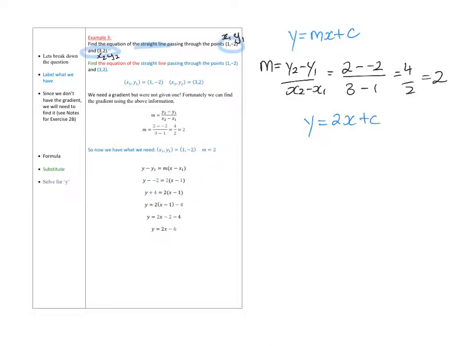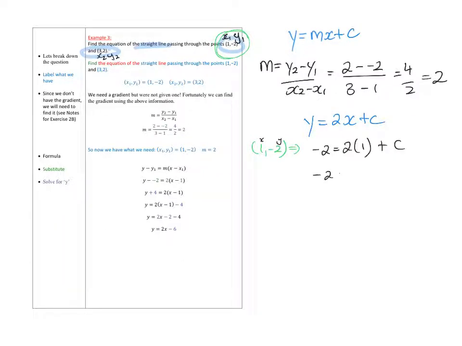So now I can do what I just did before on the other page, can't I? I can use any point. So I'm just going to use this point. It didn't matter which one. Both will give you the same answer. So I'm going to pop that in there. That's an x and that's a y. Every time I see y, put negative 2. Every time I see x, I put 1 plus c.